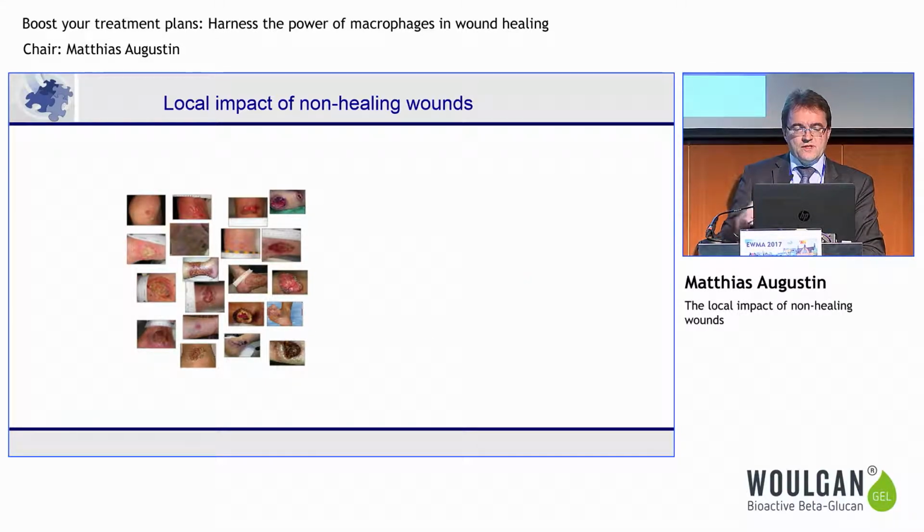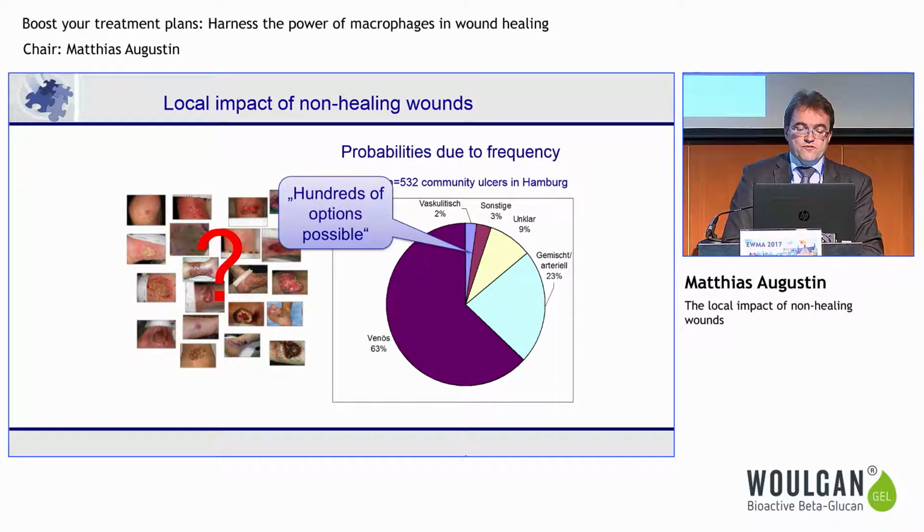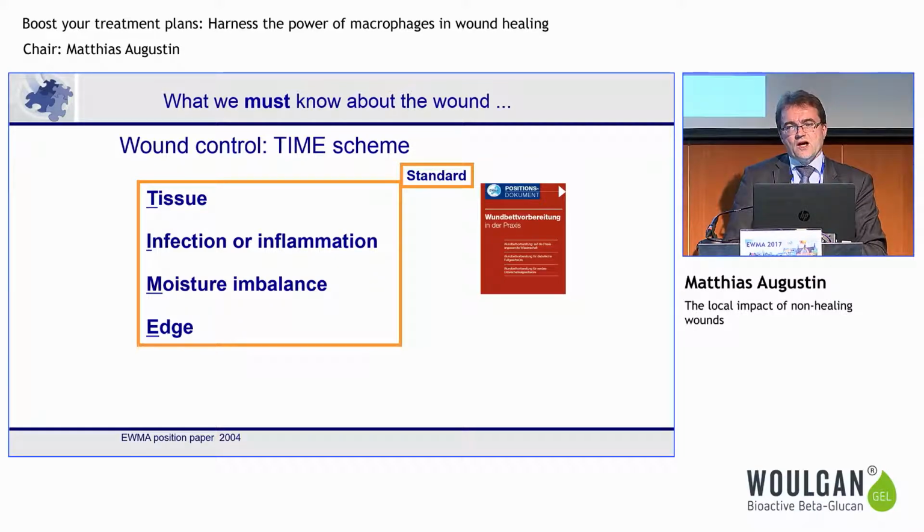So regarding local impact, we need to identify what and get as much information from the wound as we can, and then there can be many different options, like I have shown before, with a large proportion of vascular, but even many other forms of ulcers. Hundreds of options possible. And now, having done this, having a clear concept of treatment, of treating underlying conditions, then we can move to the wound and check how the wound condition is.